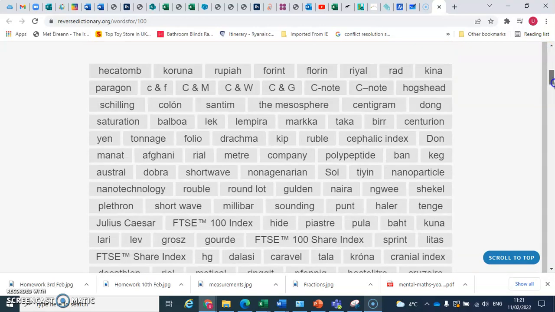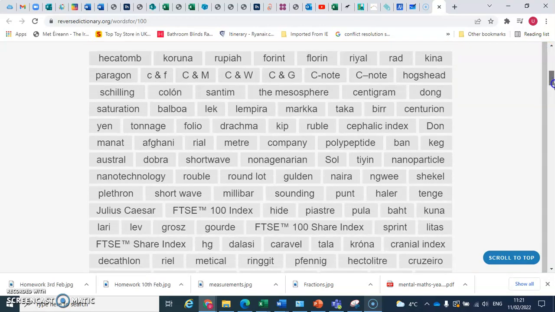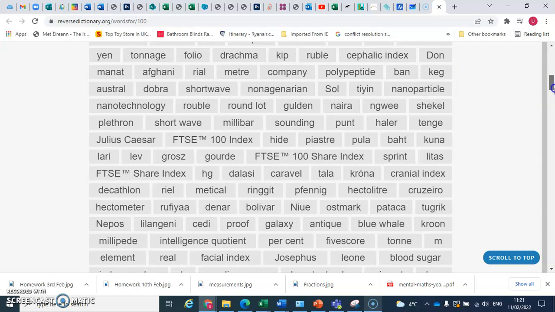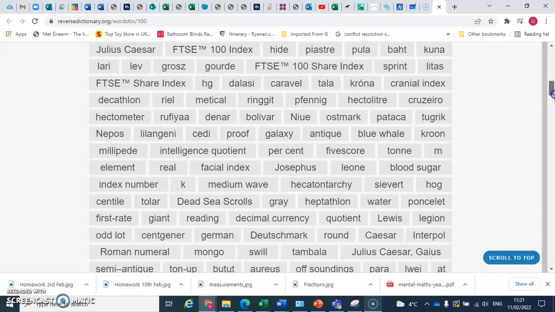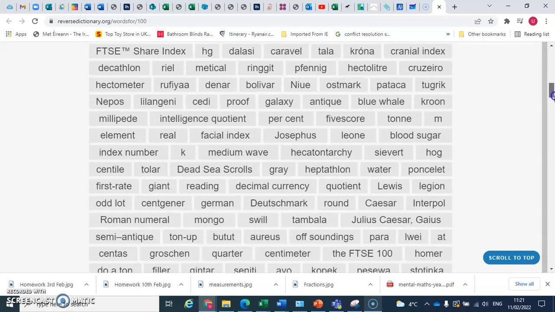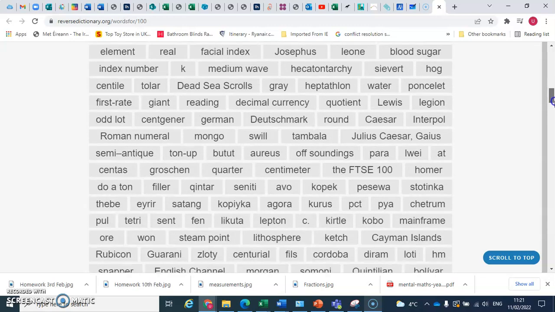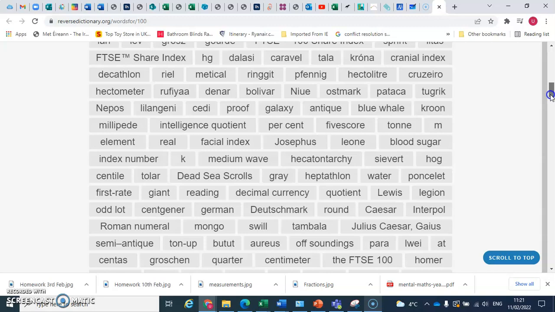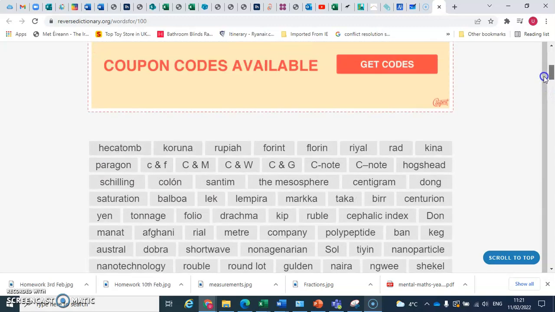Oh, here we have a few more. Just trying to find some relevant ones here. There's so many of them. But you get the idea. C-E-N-T means 100. So you can play away with that website. I will send it on to you.